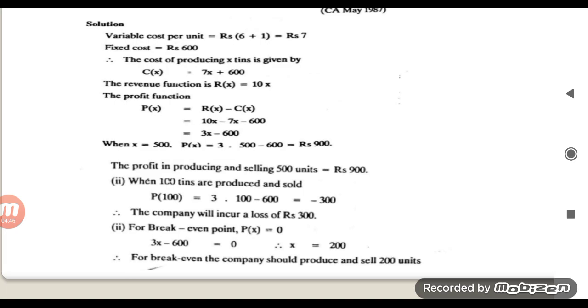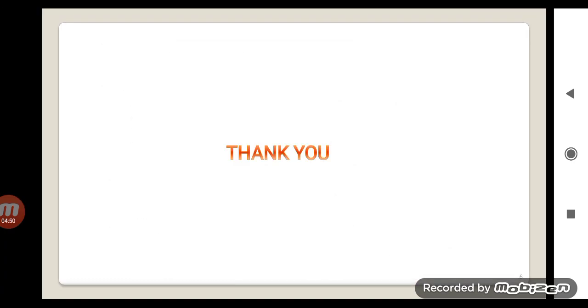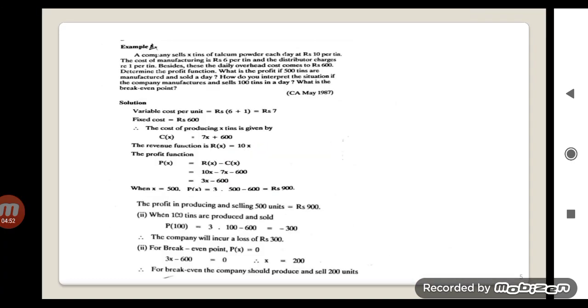For break-even point, the profit function should be equal to 0. So 3x minus 600, if we equate this with 0, we will get the answer 200. The break-even point is achieved only when the company produces and sells 200 units of powder.